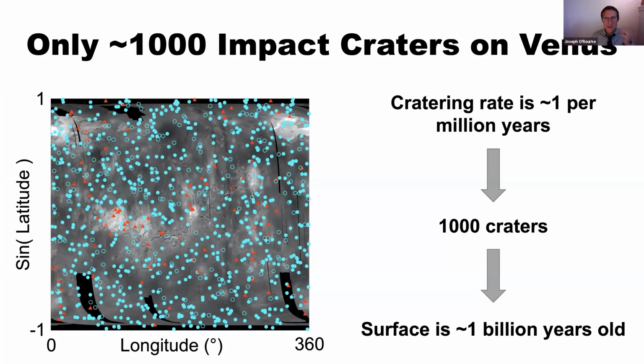And so it just so happens that the cratering rate you expect from studies of the impactor population is about 1 crater per million years. There's 1,000 craters on Venus. So the quote unquote cratering age for Venus is about 1 billion years. And so the real question is whether that cratering age is the actual age of the entire surface.